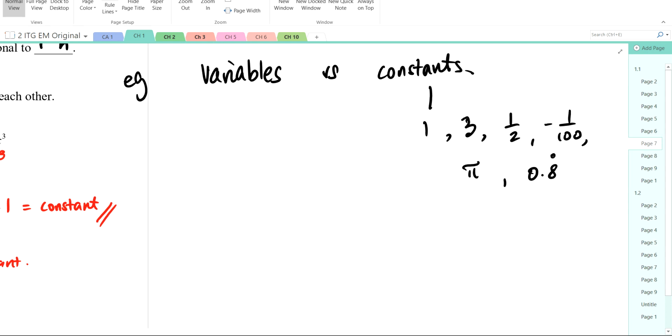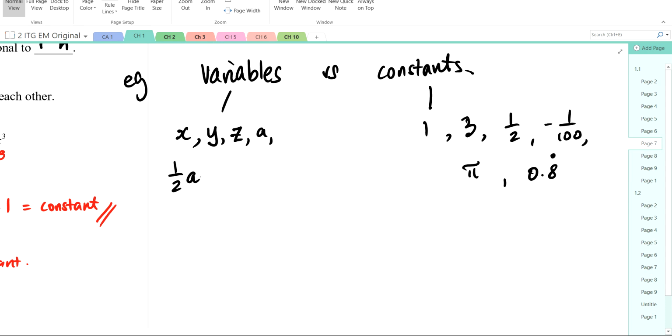Okay, now variables. Variables will be the opposite of constants. Variables will be things that can change. For example, x, y. Give me more examples of variables. Okay, z. A. As long as I say A is not a constant, then it's a variable. It can be anything, right? How about half A? Is it a variable or constant? Variable, right? Because A can change.